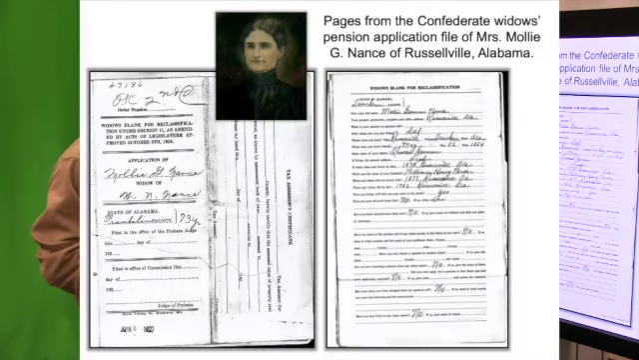So this is a couple of pages from my third great-grandmother, Mrs. Molly Gorman Nance of Russellville, Alabama, whose husband was killed in a freak accident in 1903. He had served in Roddy's 4th Alabama Cavalry, and she received a pension after his death. And basically, she's got to prove to the government's satisfaction that she is who she says she is. So it'll give her name, her birth date, when they got married, where they got married, if they have any children, what their children's names are, his military service, like he served in Roddy's 4th Alabama, etc.